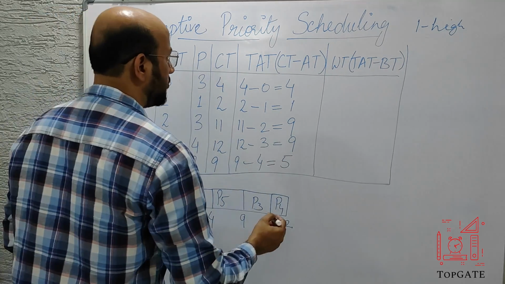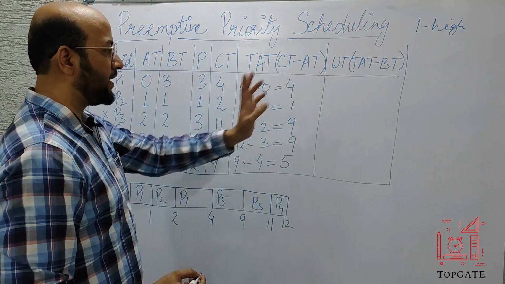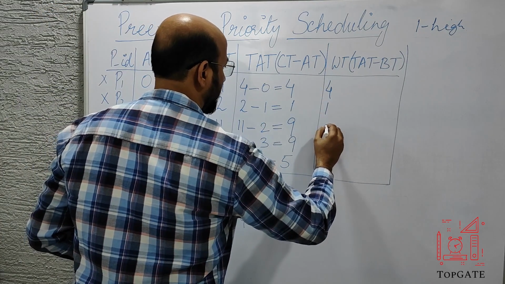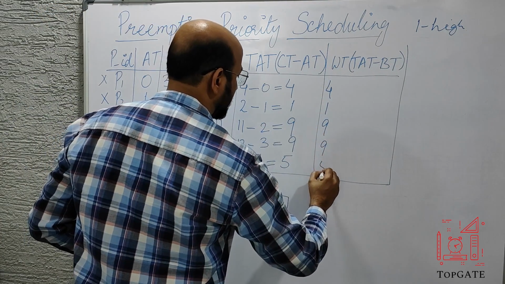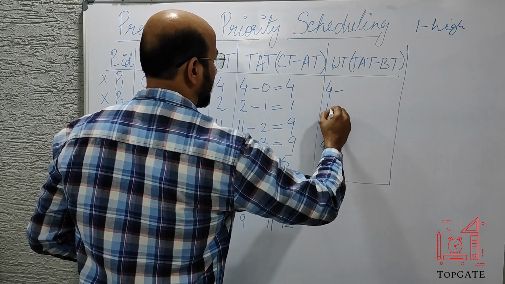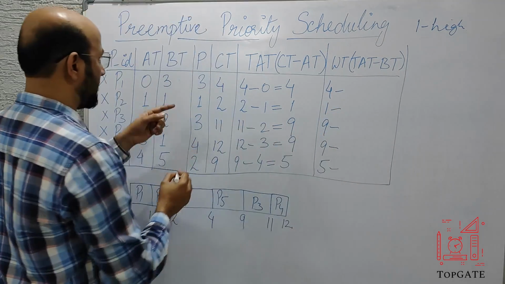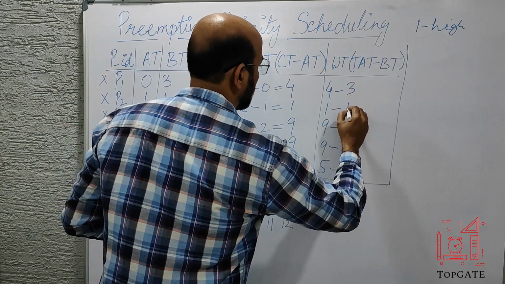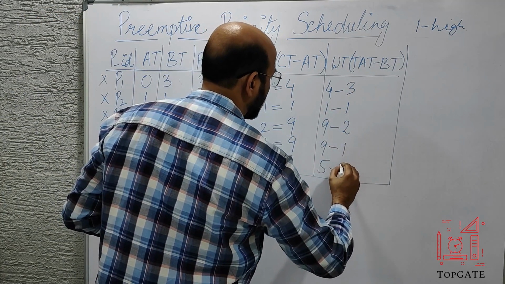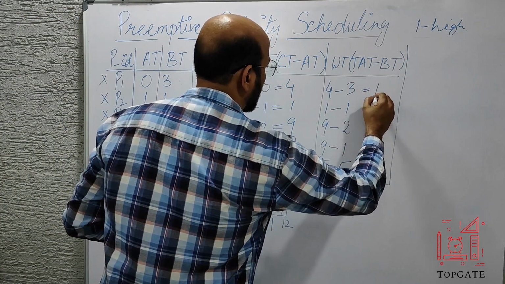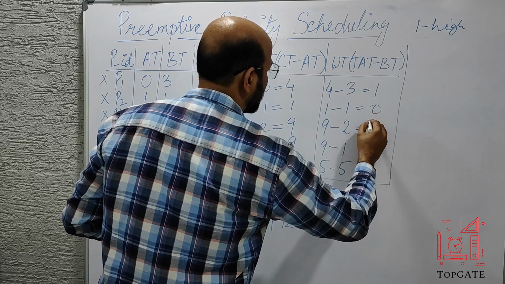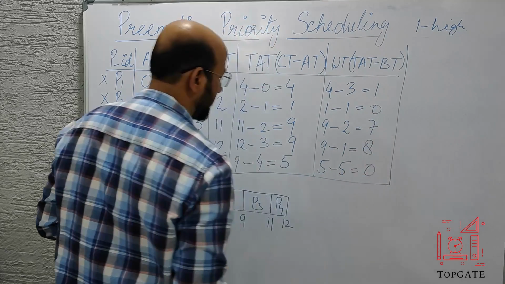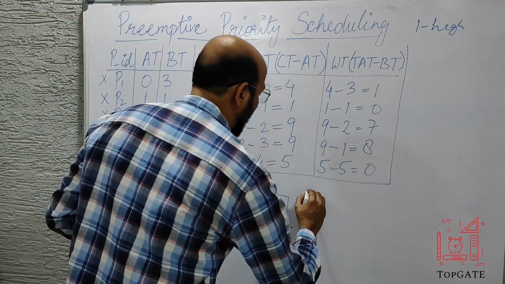Now the wait time is the turnaround time minus the burst time. So I'll write the turnaround times first: 4, 1, 9, 9, 5. Then put the minus signs and the burst times. Burst times are 3, 1, 2, 1, 5. That will give you 1, 0, 7, 8, 0. Clear?